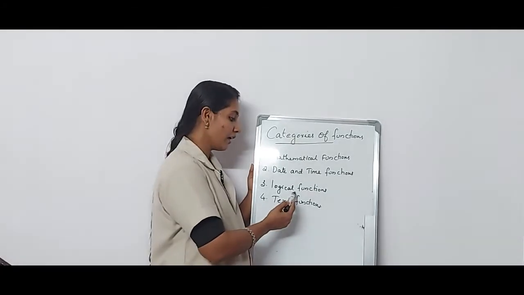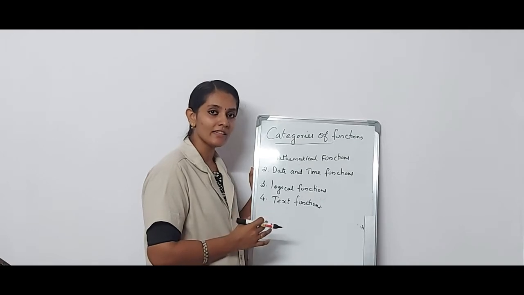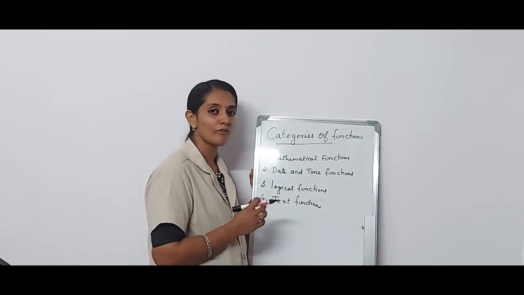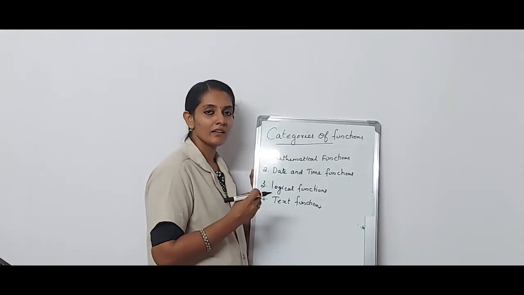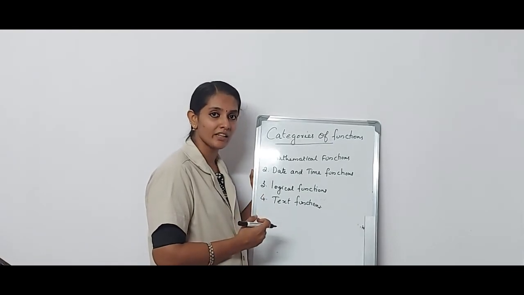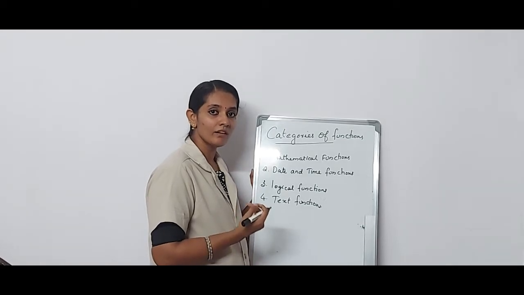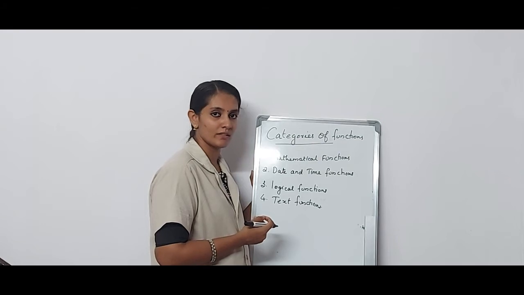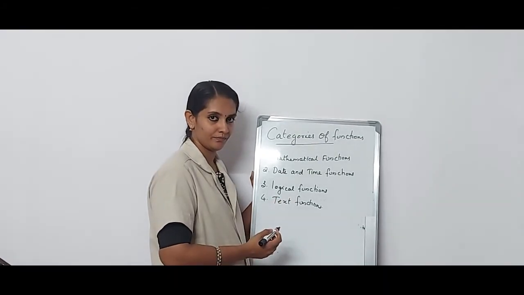Next is logical function. Logical functions evaluate some conditions and give the result as a true or false value. For example, it will check if x is greater than 5, that is a condition. It will check the condition and if the condition is true, then it will give true as the result. Otherwise, the result will be false. So this type of function is known as logical function.